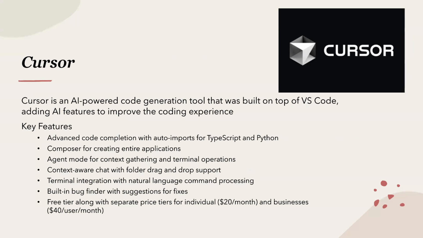Cursor is an AI-powered code generation tool that was built on top of VS Code, adding AI features to improve the coding experience. Some of its key features include advanced code completion with auto imports for TypeScript and Python, Composer for creating entire applications, Agent Mode for context gathering and terminal operations, context-aware chat with folder drag and drop support, terminal integration with natural language command processing, and a built-in bug finder with suggestions for fixes. It includes a free tier along with separate price tiers for individuals, $20 a month, and businesses, $40 per user per month.